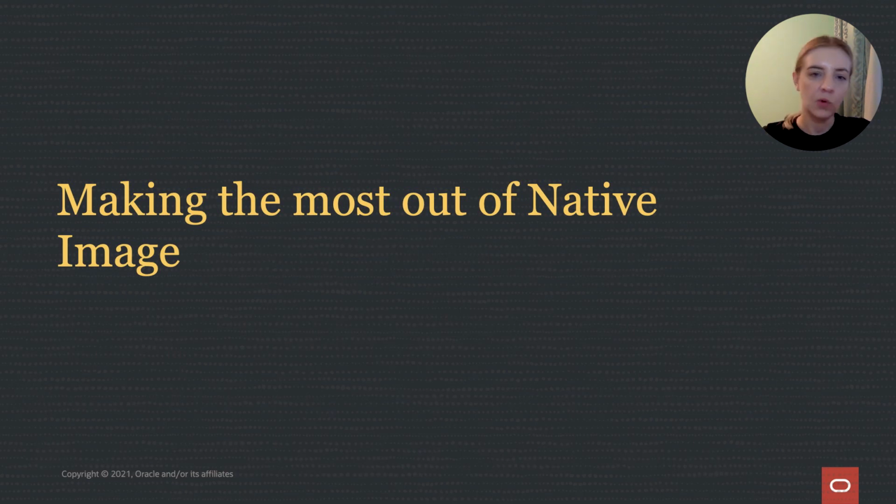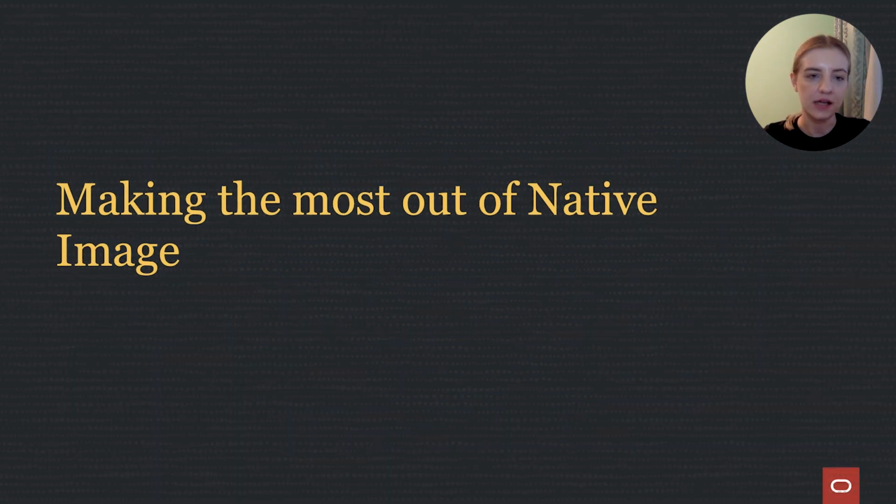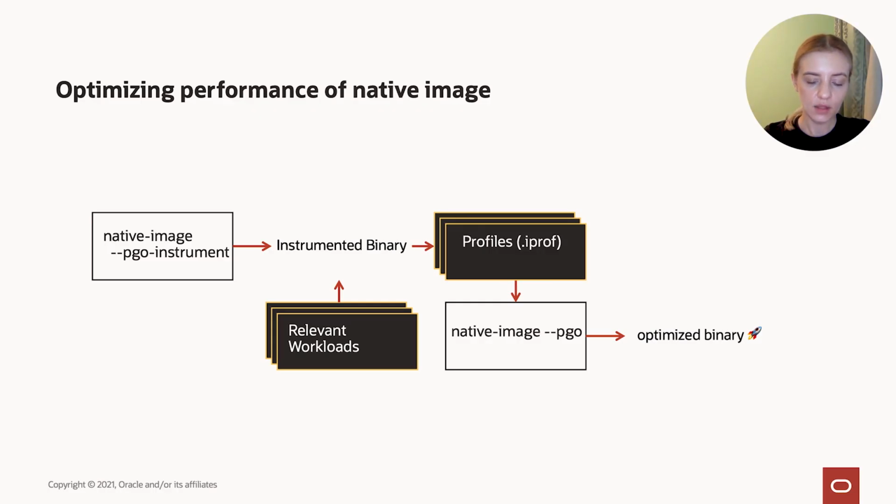Now, can I make even more out of native image, right? Are there some good tips if I want to use native image, maybe more specifically in my production environment? We've talked a bit about startup performance of native images, and how they start fast and use very little memory. But what about peak performance? What if I want to make sure that the peak performance of my native images is the absolute maximum of what it can be?